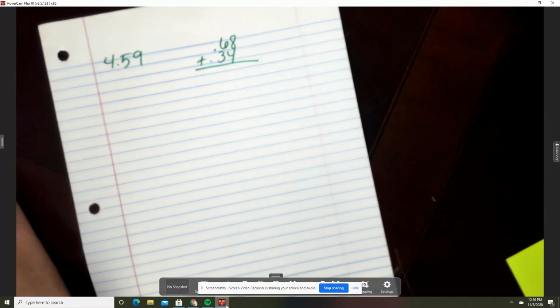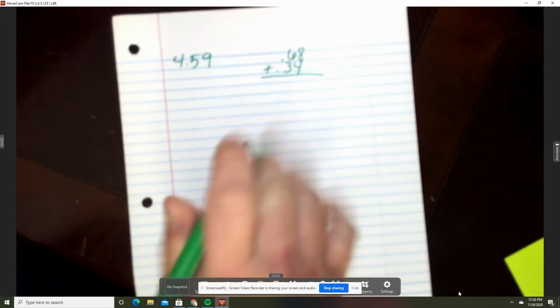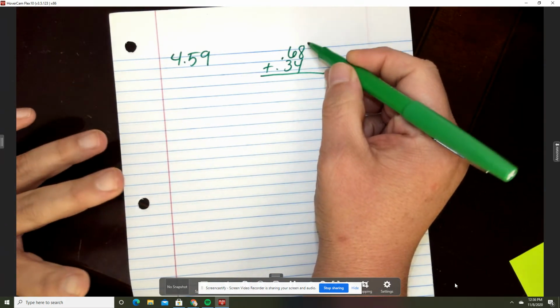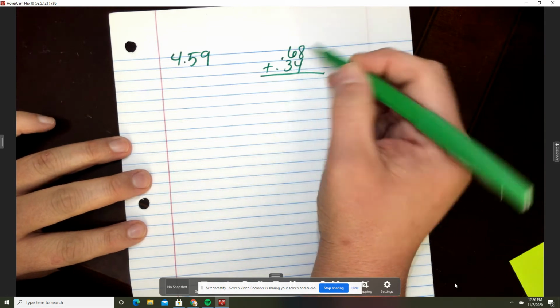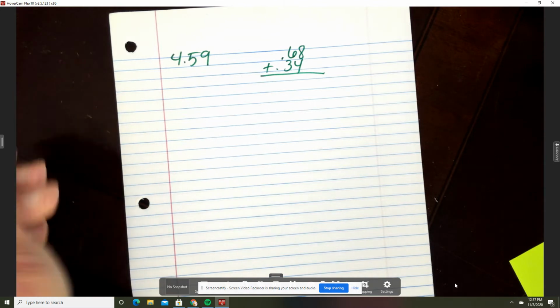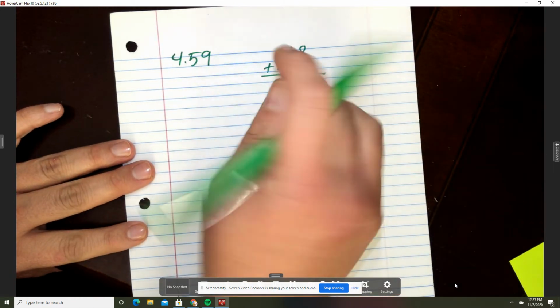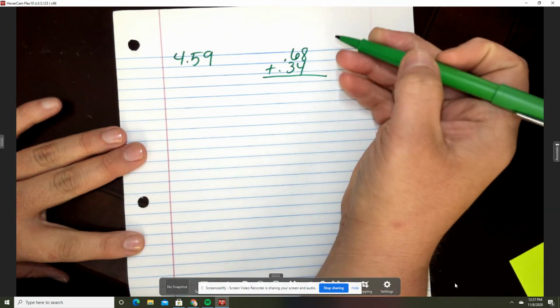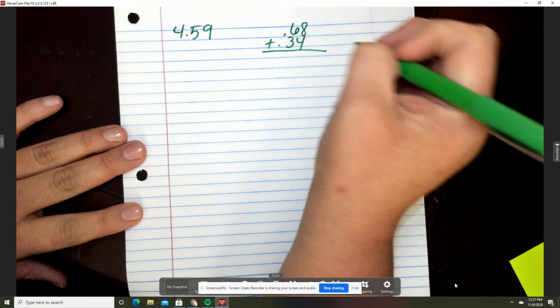Now we can do this problem a couple ways. You can add the plant growth together, and then add it to the 4 and 59 hundredths, the initial plant height, and then see what you get. Or you can add all 3 together and get it that way. But I'm going to do it this way first just to make it easier on our brain.